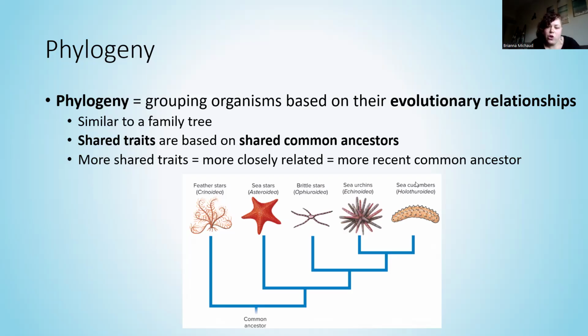Whereas, say, sea cucumbers and sea stars, their most recent common ancestor is right here. This one right here is the common ancestor of both sea stars and, if you go all the way down here, sea cucumbers. So their common ancestor is much further back, and they are going to have a little less in common than these two did. Generally, how we do this is we say if they have more shared traits, they're probably more closely related, which means they have a more recent common ancestor. And so we should put them into the same group.